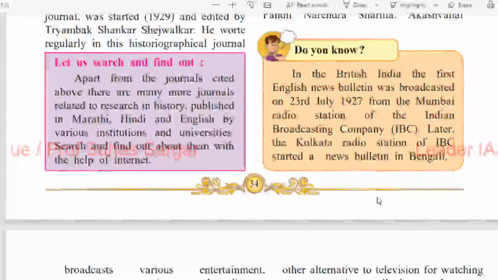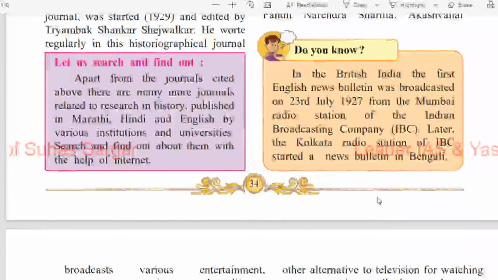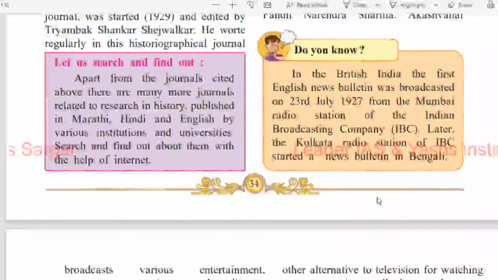Do you know? In British India, the first English news bulletin was broadcast on 23rd July 1927 from the Mumbai radio station of the Indian Broadcasting Company, that is IBC. Later, the Kolkata radio station of IBC started a news bulletin in Bengal.